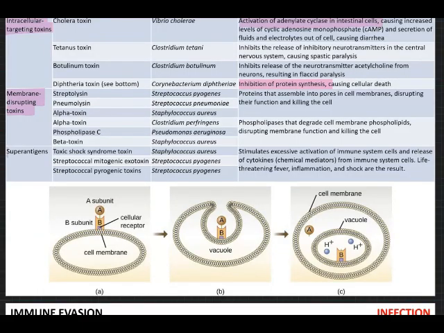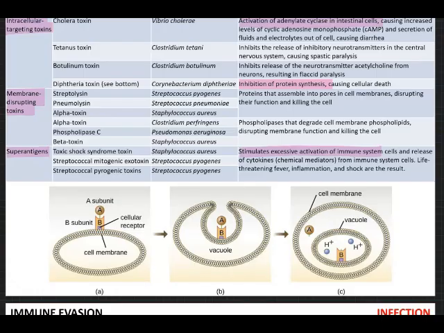And finally, superantigens. We mentioned those guys before. So superantigens overstimulate the immune system, and that results in the cytokine storm and potential death, basically septic response. You on the same page so far, everybody?